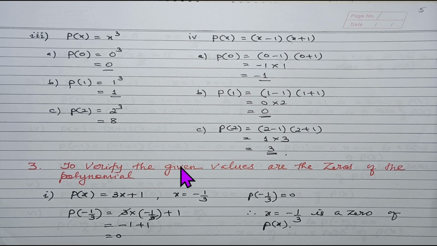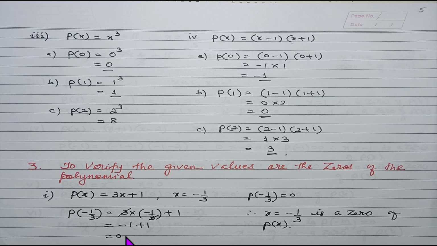Now the third example is to verify whether the given values are the zeros of the given polynomial. We are given a polynomial P of x is equal to 3x plus 1. We are given a value x is equal to minus 1 by 3. Now we have to find out whether x is equal to minus 1 by 3 is a 0 of this polynomial. If it is 0, then the value of P of x must become 0. That means P of minus 1 by 3 is equal to 3 into minus 1 by 3 plus 1. 3 cancels, minus 1 plus 1 is equal to 0.